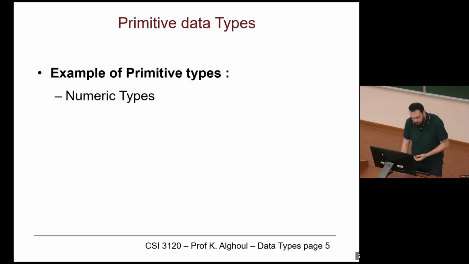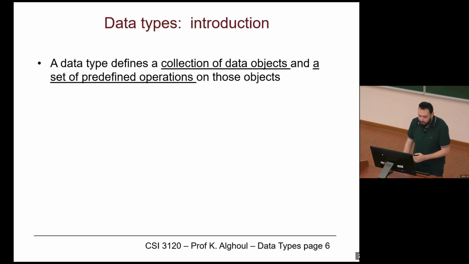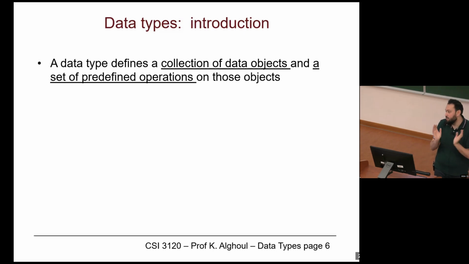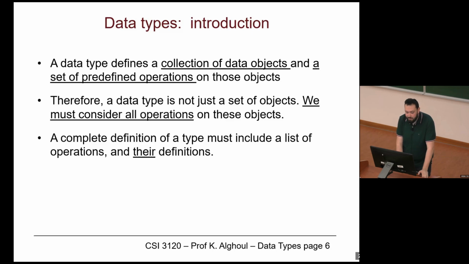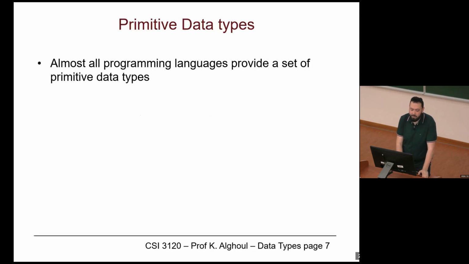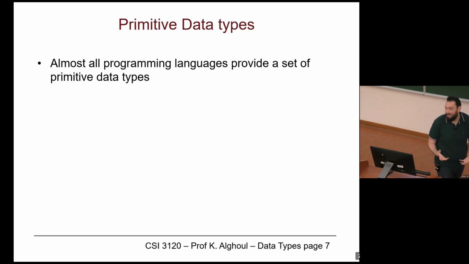These are some examples of primitives, and I'm going to go through them. A data type defines a collection of data objects and a set of predefined operations, which is very similar to what we talked about in data structures about an ADT. We cannot define an ADT without defining its operations. So a data type is not just a set of objects; we must consider all operations of these objects. A complete definition of a type must include a list of operations and their definitions. We're repeating ourselves here.